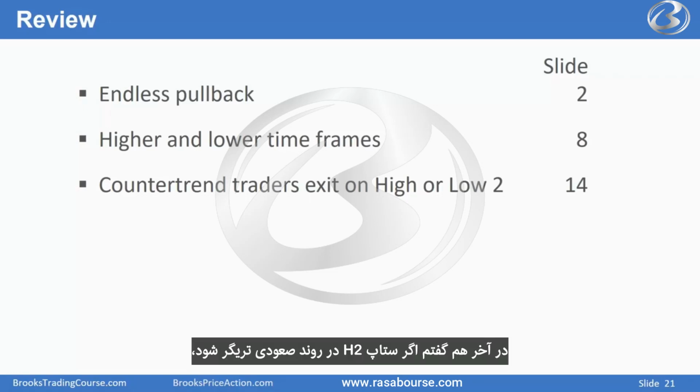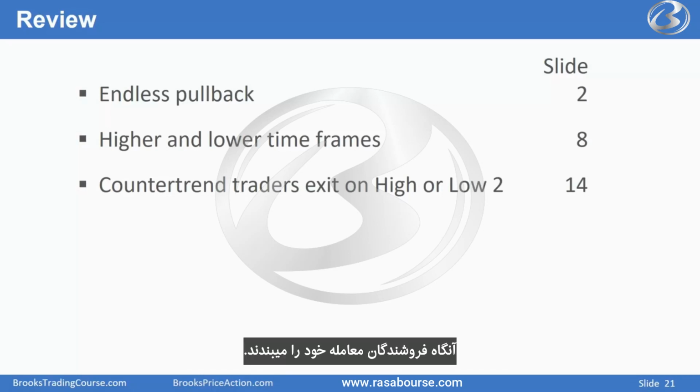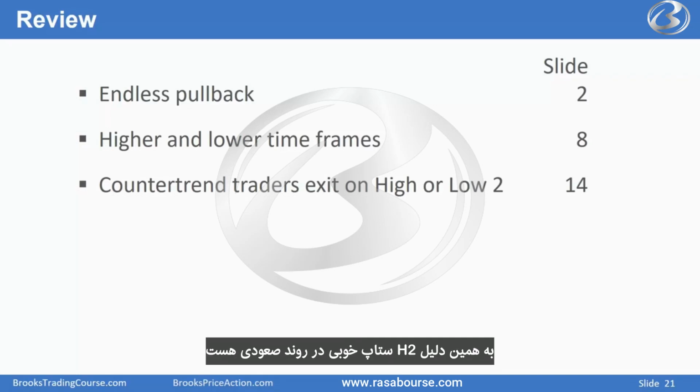And then finally, I talked about the importance of counter trend traders exiting if a high two triggers in a bull trend or a low two triggers in a bear trend. And that's why a high two is such a good buy setup in a bull trend and a low two is such a good sell setup in a bear trend.